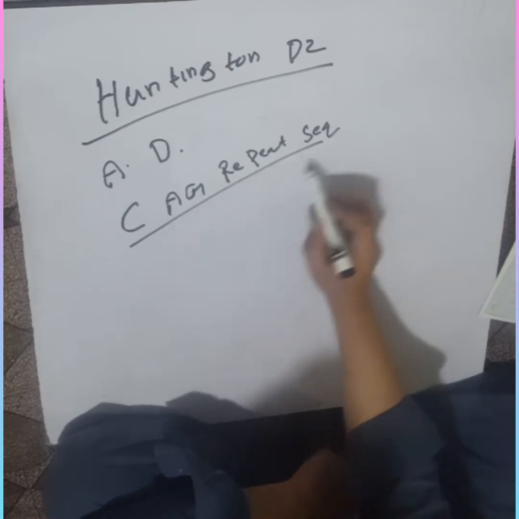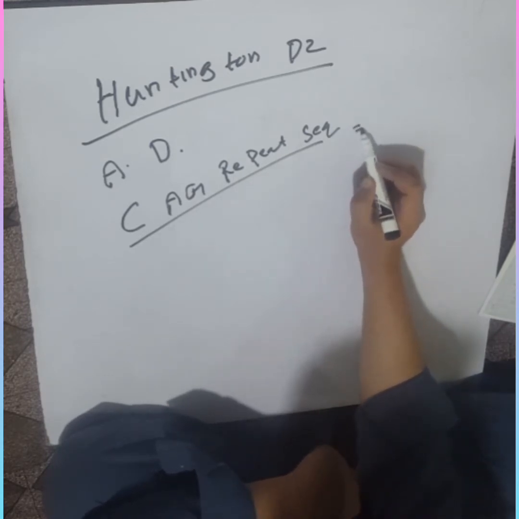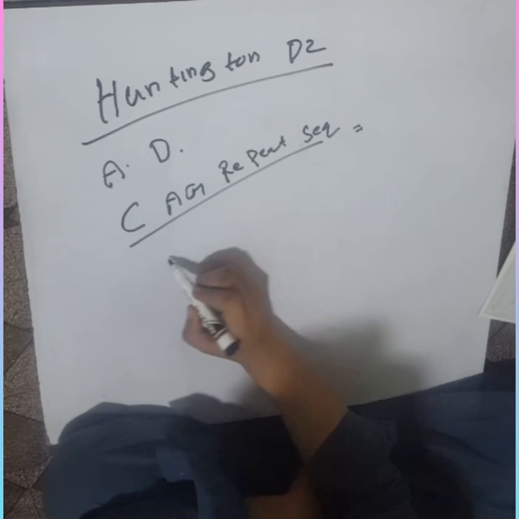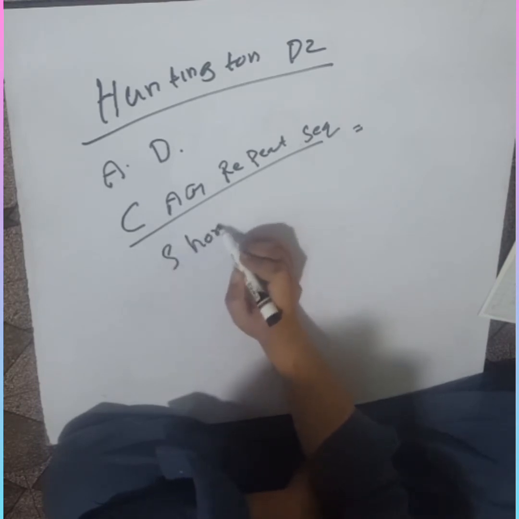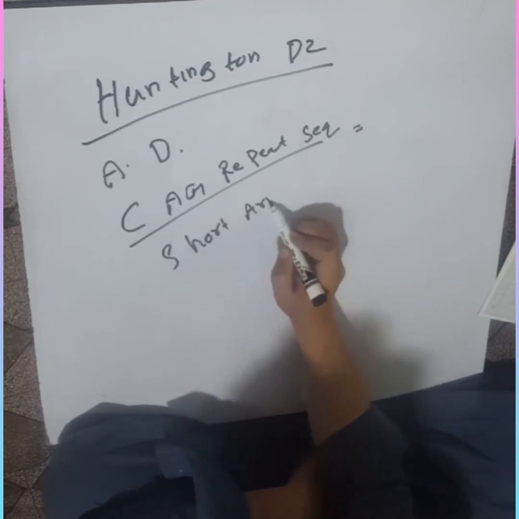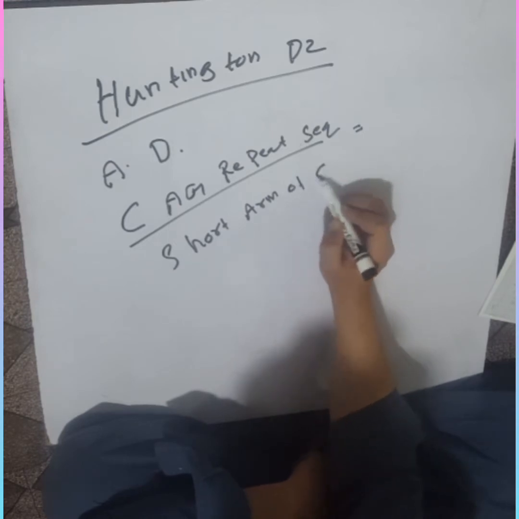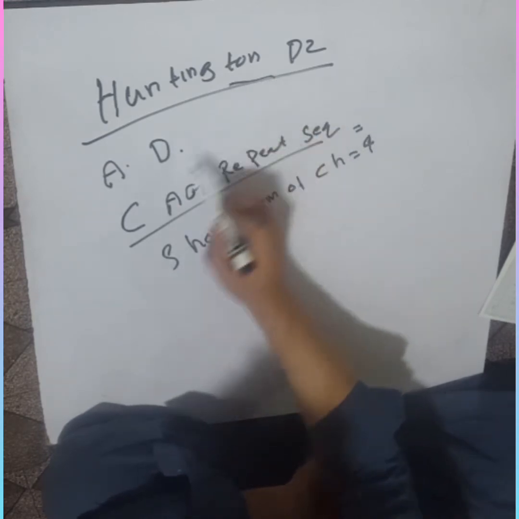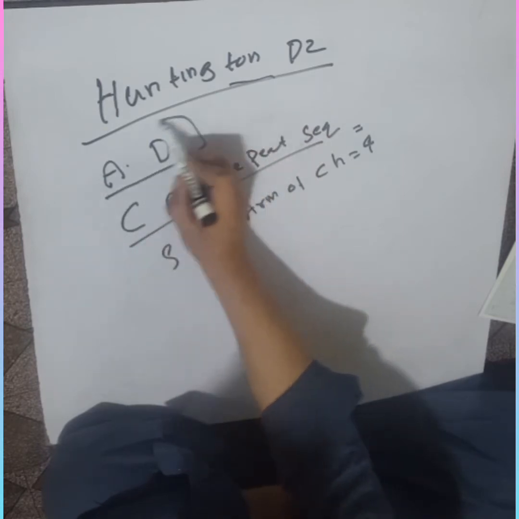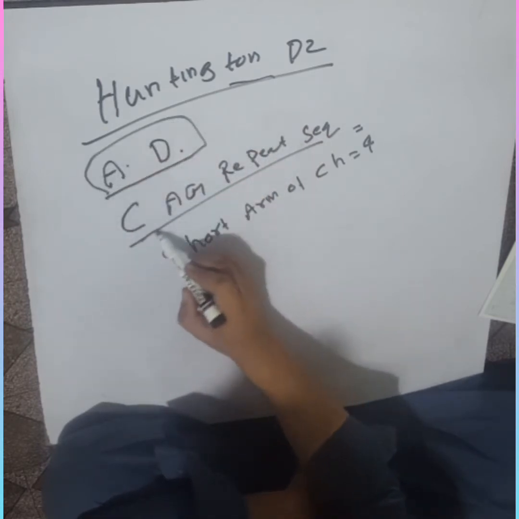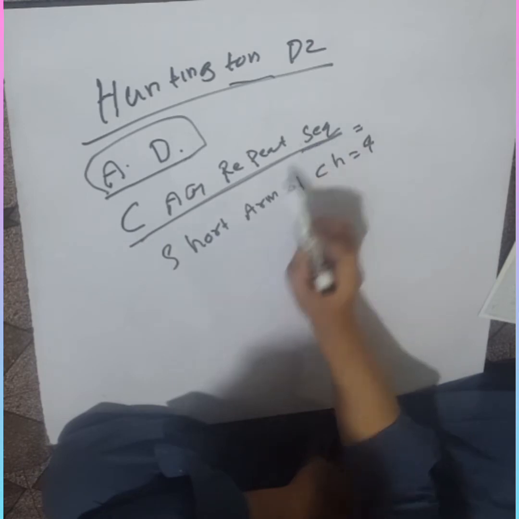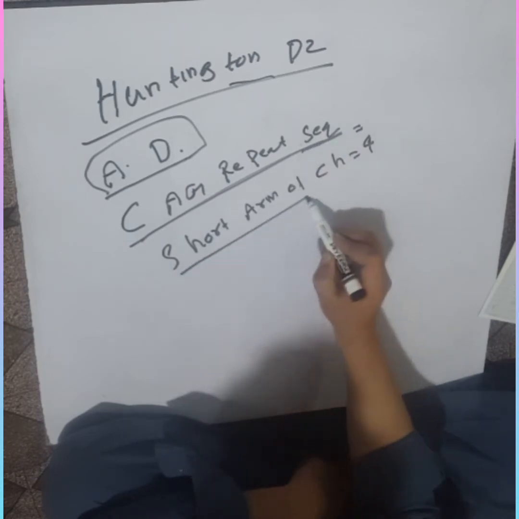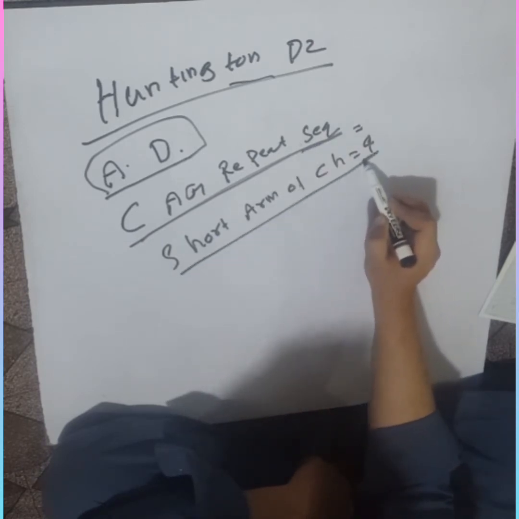The mutation in the CAG repeat sequence occurs on the short arm of chromosome number 4. Huntington disease is an autosomal dominant disorder in which the CAG repeat sequence mutation occurs in the short arm of chromosome number 4.